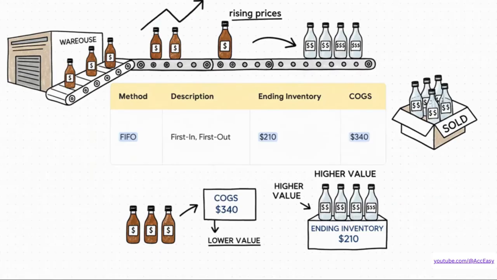Method number one is FIFO. It stands for first in, first out, and it's exactly what it sounds like. It assumes that the first bottles of syrup that came into the warehouse are the first ones that get sold. So if prices are rising, this method leaves the newer, more expensive inventory on the books, which gives you a higher ending inventory value and a lower cost of goods sold.